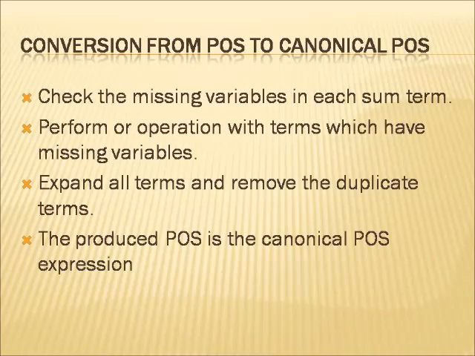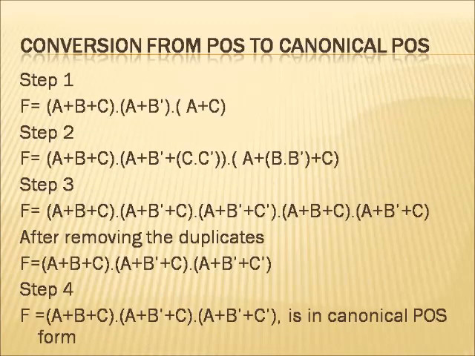Okay, now we can see the conversion of POS to its canonical form, that is product of sum to its canonical product of sum. Again, here you can see the steps. Check the missing variables in each sum term. Perform OR operation with the terms which have missing variables. Expand all the terms and remove the duplicate terms. And finally, we will be getting the canonical POS expression. Okay, here we can explain that process with the help of an example.